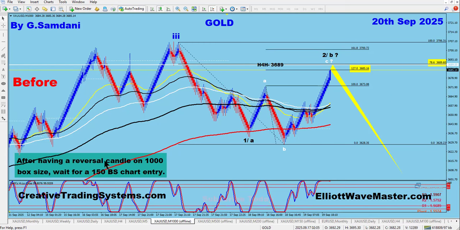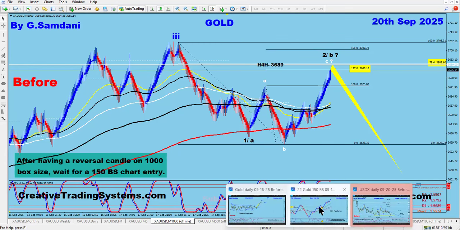So this is why I have it written here: after having a reversal candle on the 1,000 box size, which is this chart here, wait for a 150 BS chart entry. BS means box size. Don't take it as something else. Box size or brick size, whatever. Let me show you very easily so you can understand how I am taking these trades.